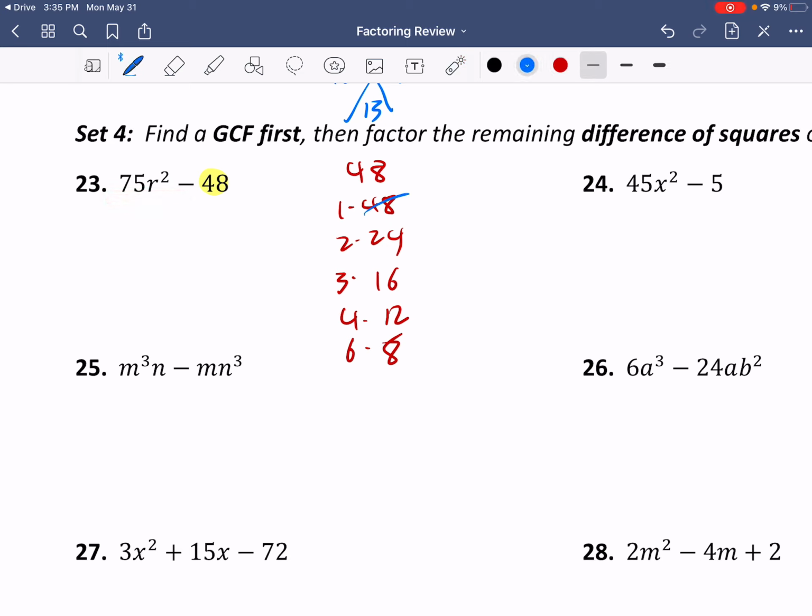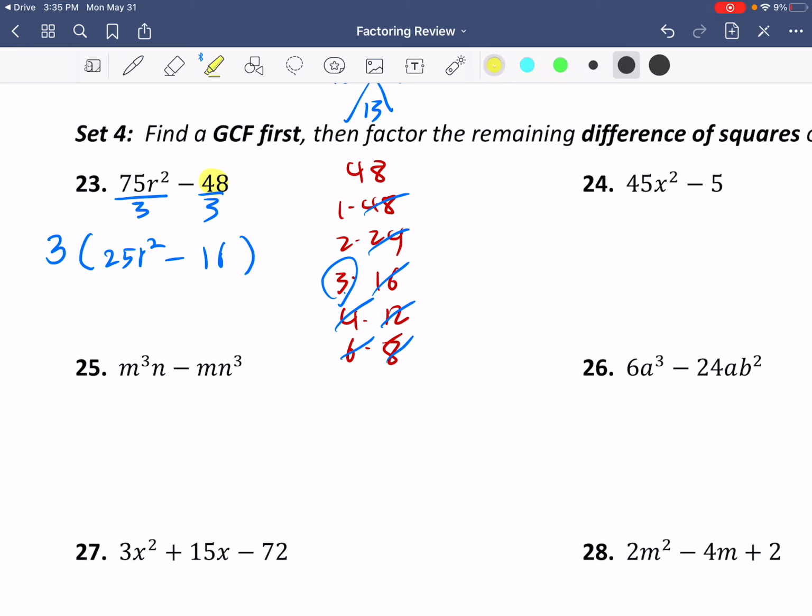So not 48, not 24, 16, no. 16 does not go into 75. 12, no. 8, no. 6, no. 4, no. 3, yes. So we can take out 3. And we don't have anything in common other than that, so I will just take out 3. So I have what? 25r squared minus 16.